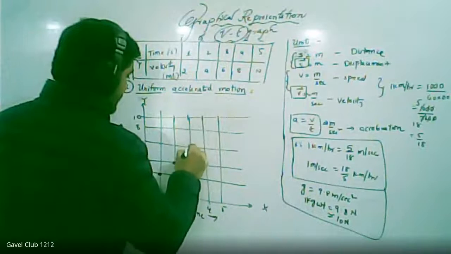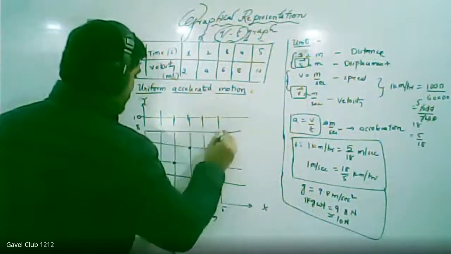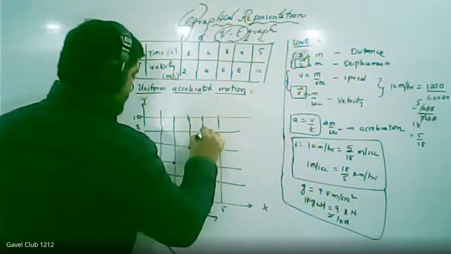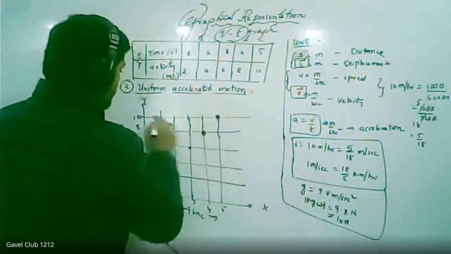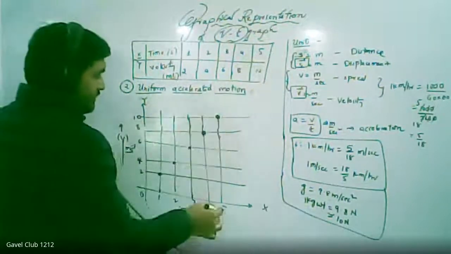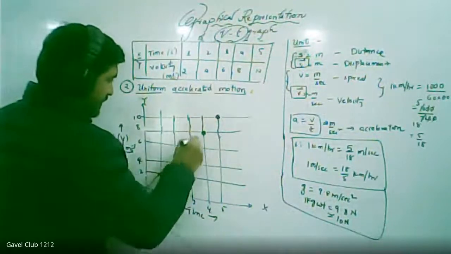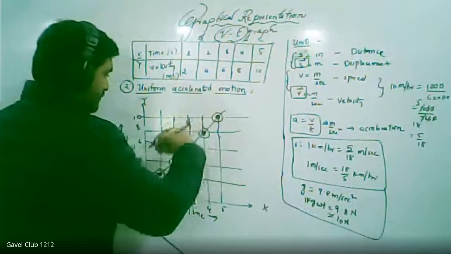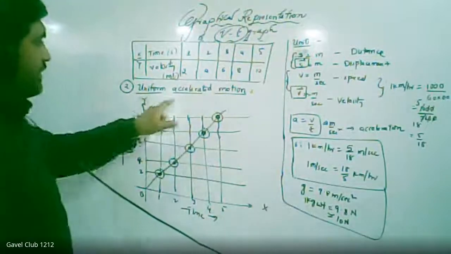So this is the thing. In the fourth second it is 8, and the fifth is 10. So here it is 5 and it is 10 here. So we get a straight line graph like this. You can see here. This is the graph we got for uniform accelerated motion.